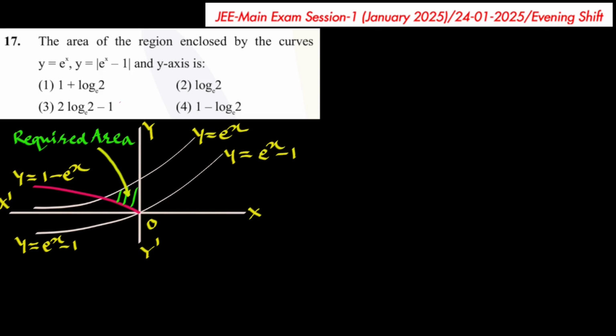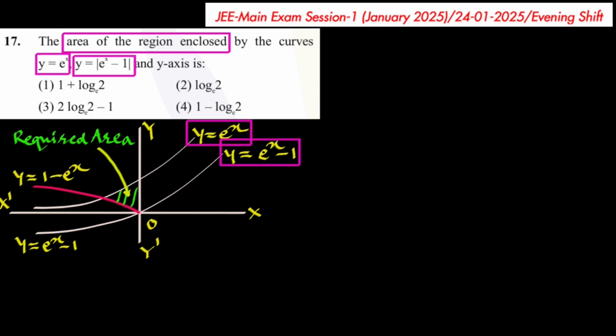In this question, we have to find the area of the region enclosed by the curves y equals e raised to x, this curve y equals mod e raised to x minus 1, this curve, and the y-axis, this one.